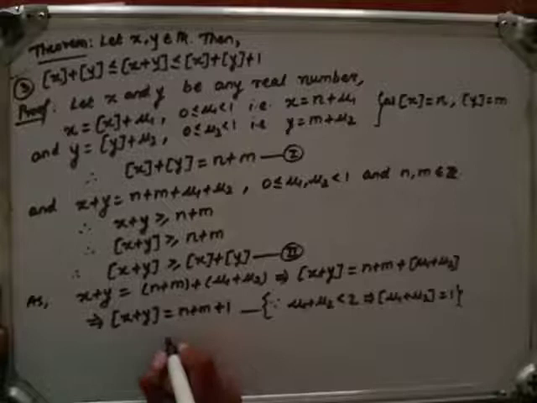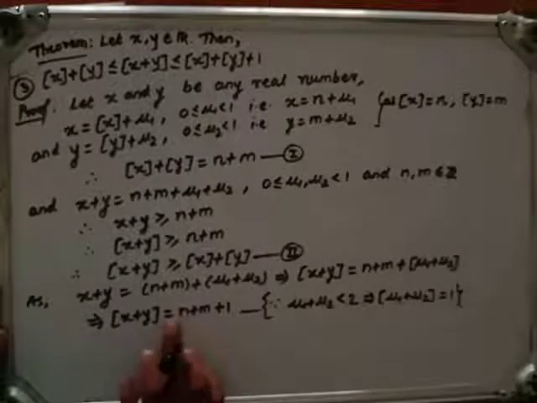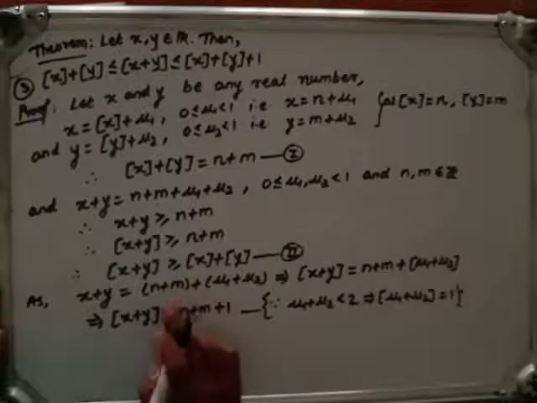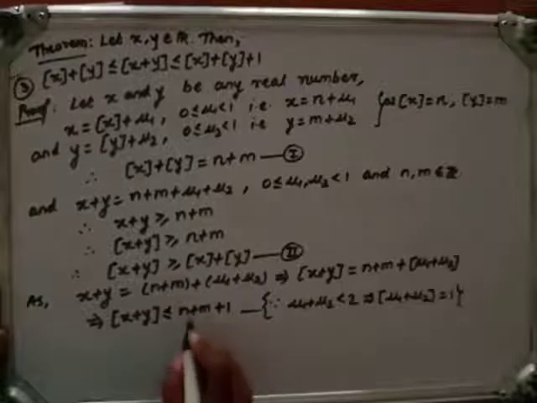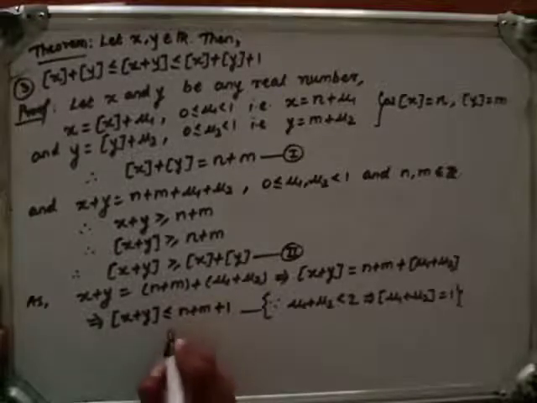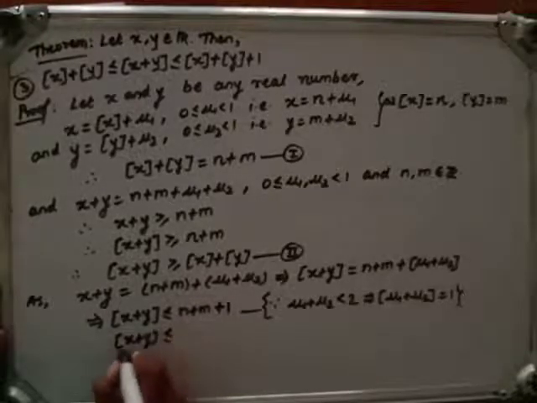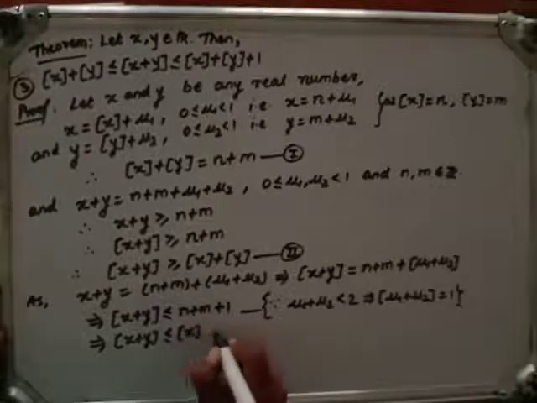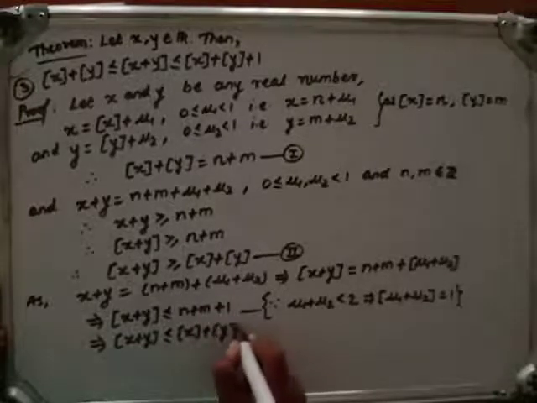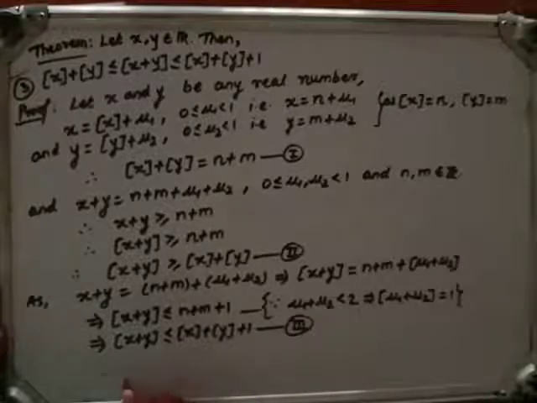So if this is 1, or this is not exactly equal to, while this is less than or equal, it is less than or equal, that part. Fine. So this is less than or equal. This gives the greatest integer function of x plus y will be the greatest integer function of x plus the greatest integer function of y plus 1. Call it equation number 3.